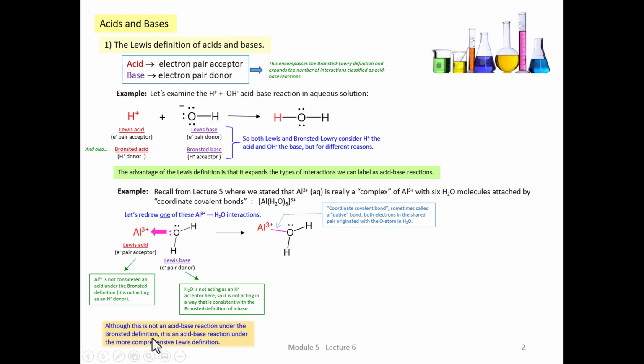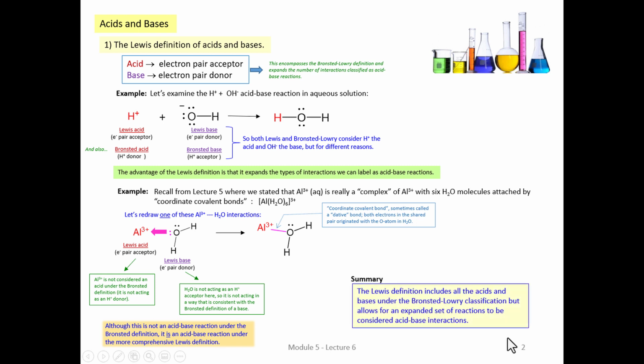So although this is not an acid-base reaction under the Bronsted definition, it is an acid-base reaction under the more comprehensive Lewis definition. So to summarize, the Lewis definition includes all the acids and bases under the Bronsted-Lowry classification, but allows for an expanded set of reactions to be considered acid-base interactions. Let's look at a few more examples of interactions that can be called acid-base reactions under the Lewis definition, but would not be adequately covered by the Bronsted-Lowry definition.